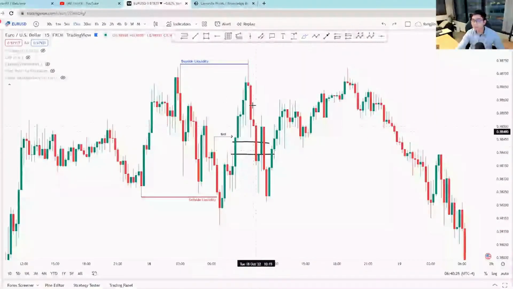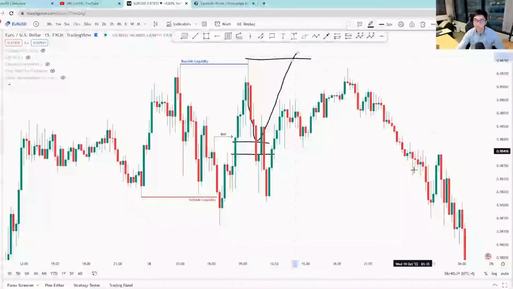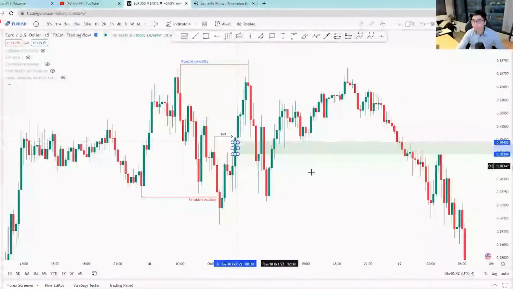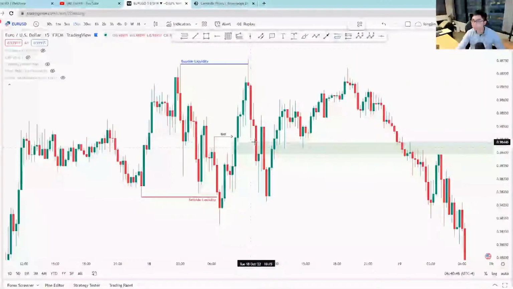So I was looking for price to come down, tap that area before price continued going upwards to clear this high right here. But I did enter. I entered right here. So let me draw out this area. I entered there. Where's my wrong?